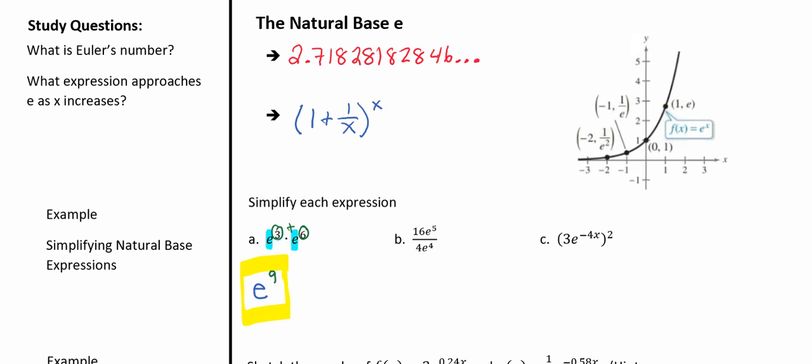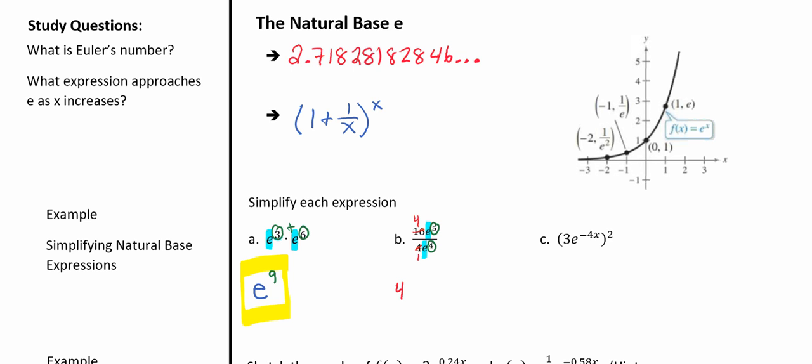For letter B, we have 16e to the 5th divided by 4e to the 4th. So let's start by dividing 16 by 4. 4 goes into itself one time, and into 16 4 times. And then here we have our bases, and they're stacked, which means we get to take our exponents and subtract, because when they're stacked, you subtract. We're going to be left with a 4.